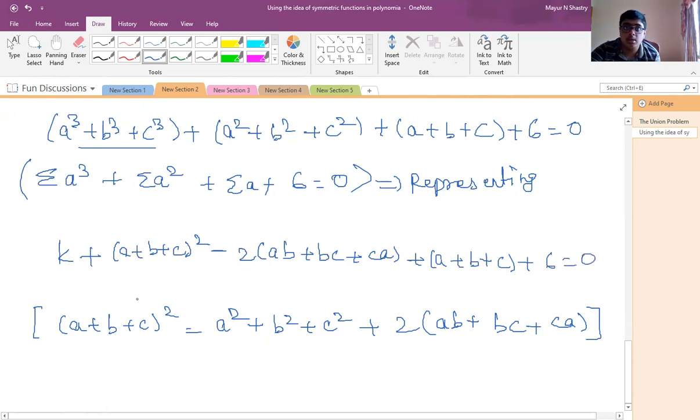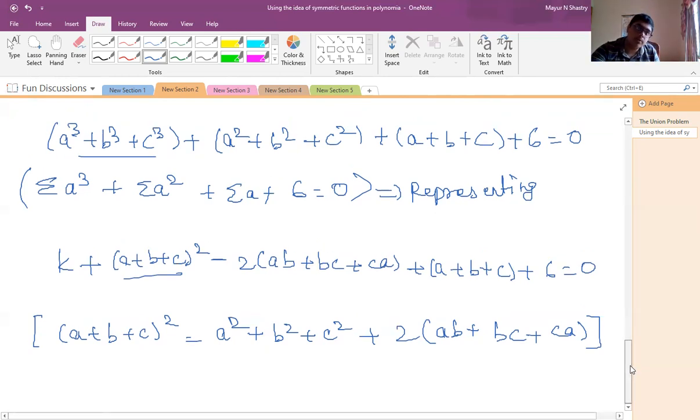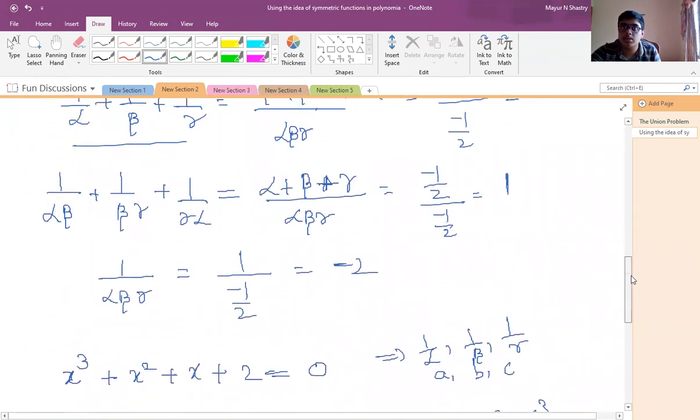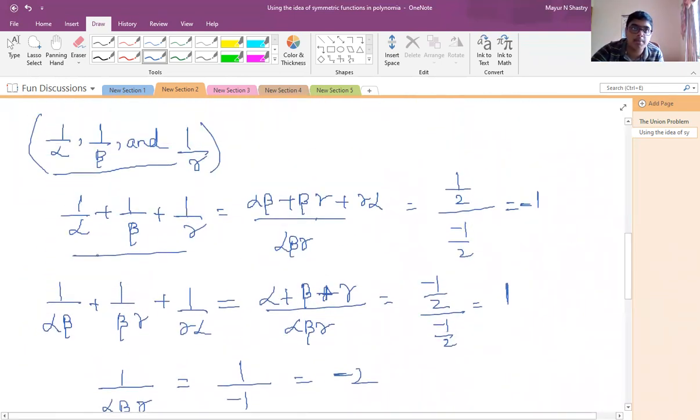And now we are almost there. What is a plus b plus c the whole square? That's 1 by alpha plus 1 by beta plus 1 by gamma the whole square. If you remember, we have already calculated 1 by alpha plus 1 by beta plus 1 by gamma. That's negative 1.